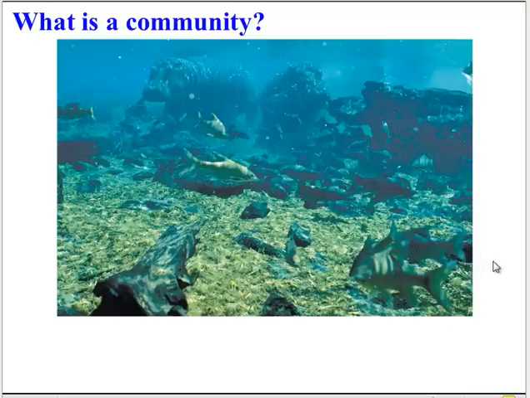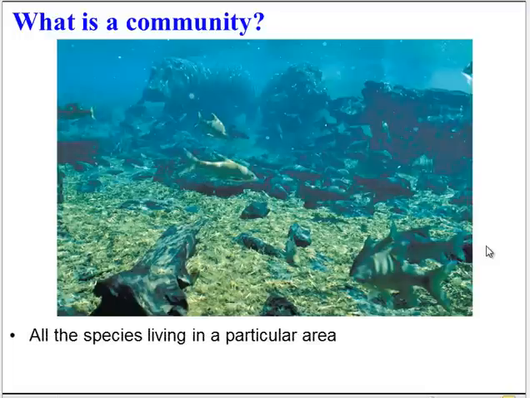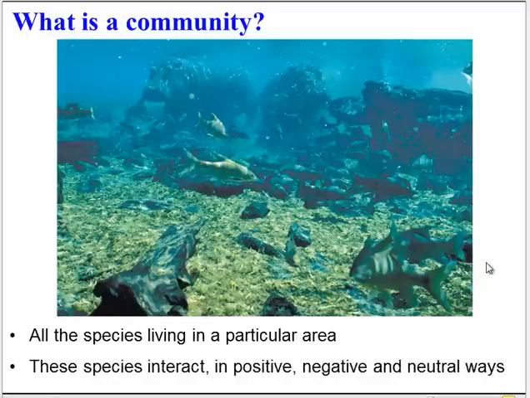And let's start with an overview by defining community. This picture shows a community that we would find in an aquatic ecosystem. A community is simply all of the species living in a particular area. You could also think of it as all the biotic components of an ecosystem. And these species are going to interact, sometimes positively, sometimes negatively, and sometimes in neutral ways.